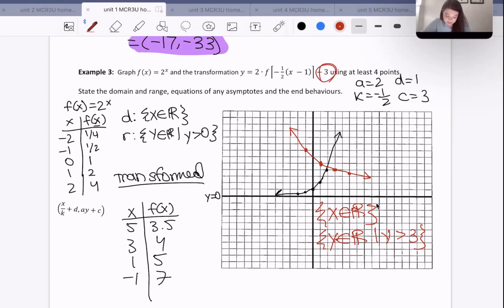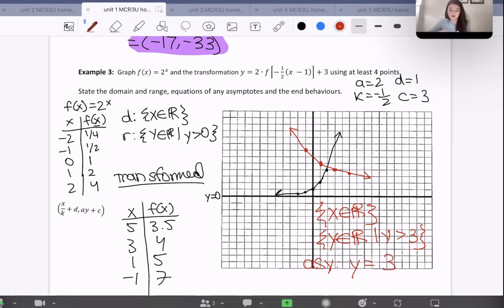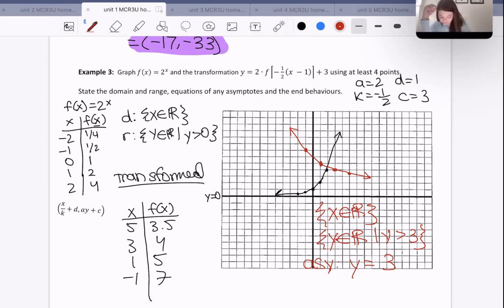Well, in this case, we added 3, right? We went up by 3. So rather than approaching 0, we're going to be approaching 3 this time. Then we have the equation of our asymptote, which is y equals 3, rather than y equals 0, because just as we moved up, so does our asymptote. When our whole graph moves up, the asymptote also moves up.